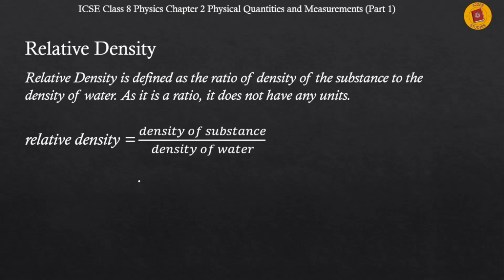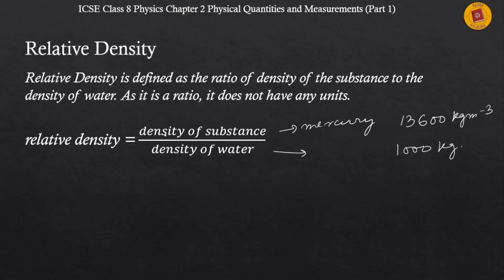For example, let us take the example of mercury. Its density is 13,600 kg per meter cube. If we weigh 1 meter cube of mercury, it will weigh this much. It's huge. Now if we weigh 1 meter cube of water, we will find that it's only 1000 kg.